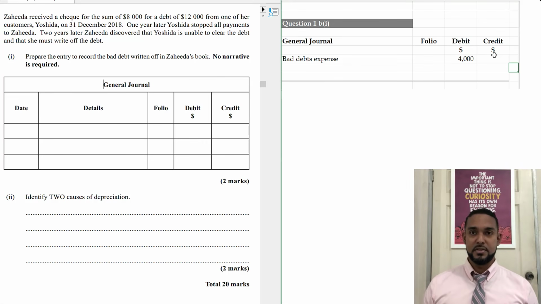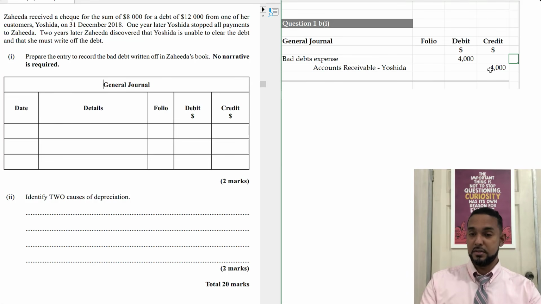Assets have debit balances. To remove an asset or to decrease it, you need to credit the asset account. And if you're crediting the asset account, you will debit the other account affected. So that's why you're seeing debit bad debts and credit accounts receivable slash Yoshida. All right, that's 2 marks.